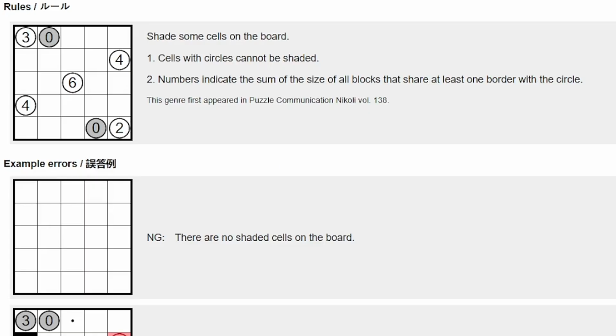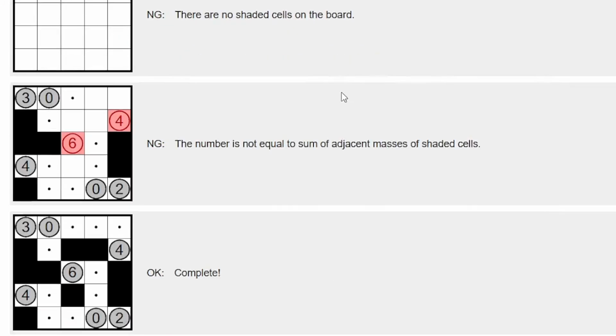We need to shade some cells. Cells with circles are unshadable, circles of any kind. And a number in the circle indicates the sum of the size of all blocks that share at least one border with it. And so I think here it's a genre where it's really helpful to look at what a finished puzzle looks like. So I've got that for you here.